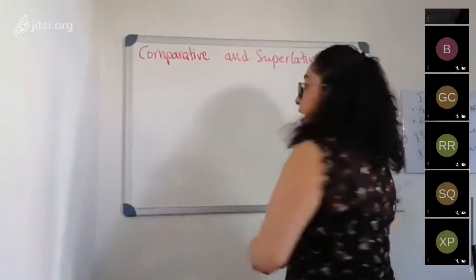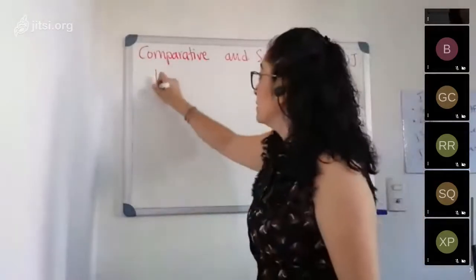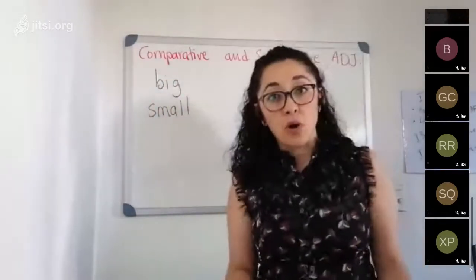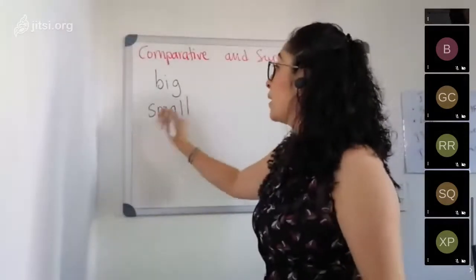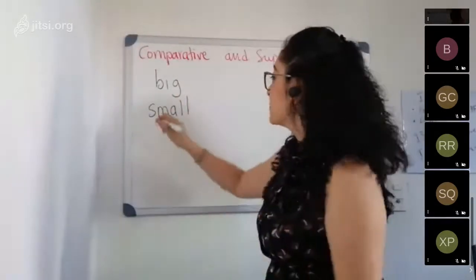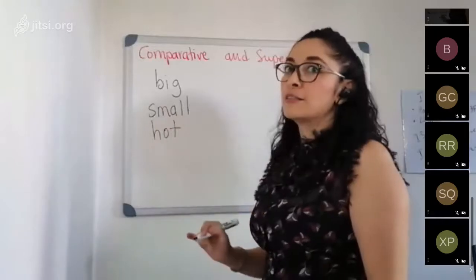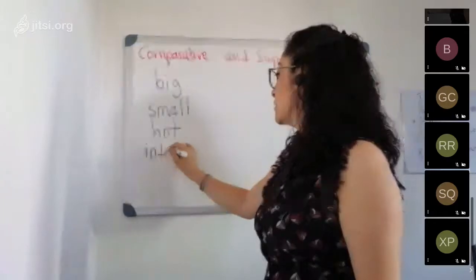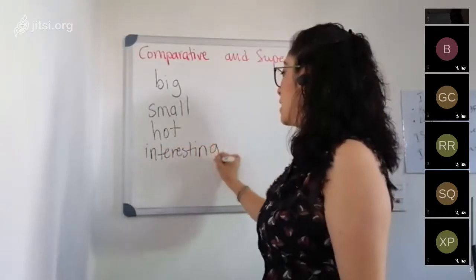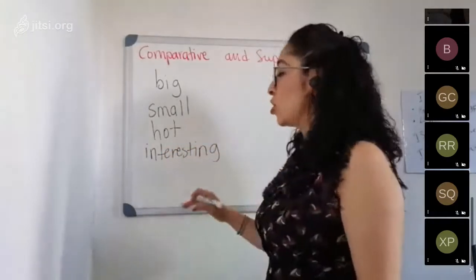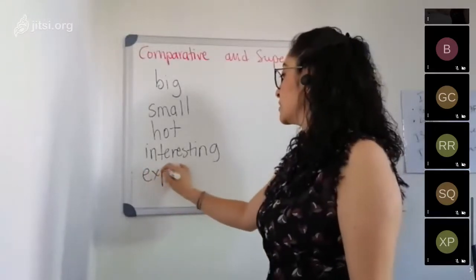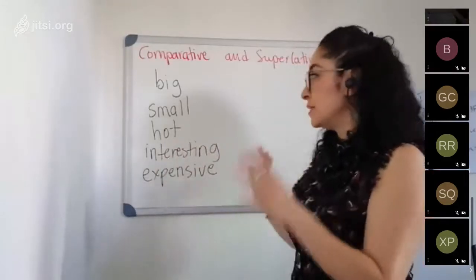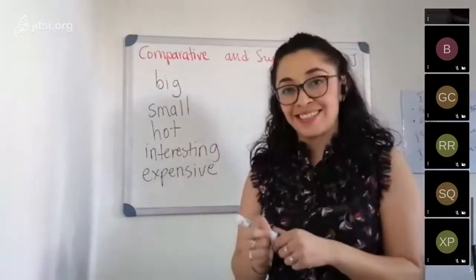We have adjectives like big, like small, like hot. These are short adjectives, right? But we have a bit longer adjectives like interesting. So that's a longer word. We have longer adjectives like expensive. These are sample forms of the adjectives.